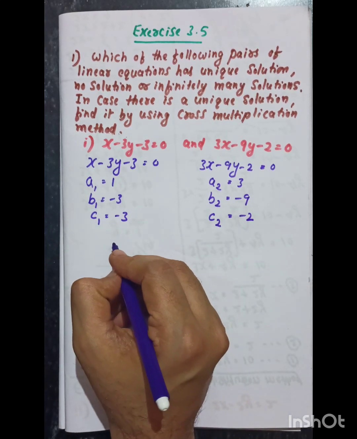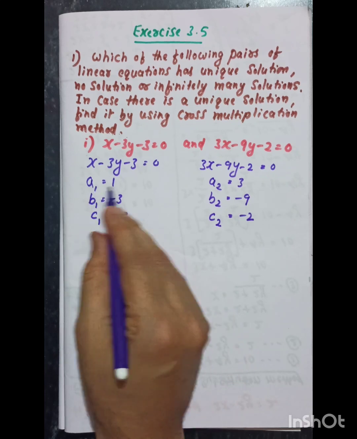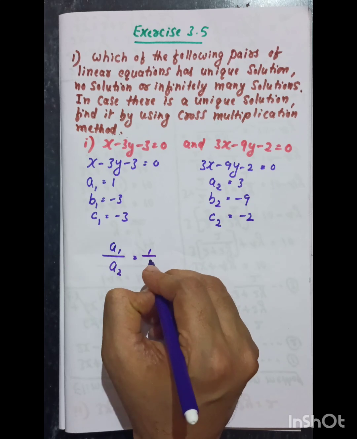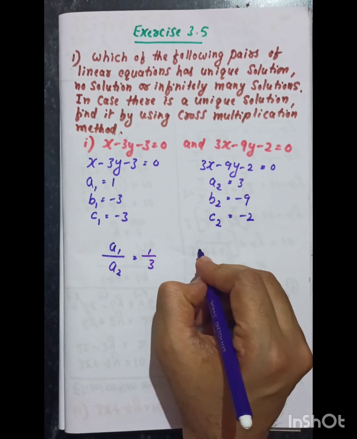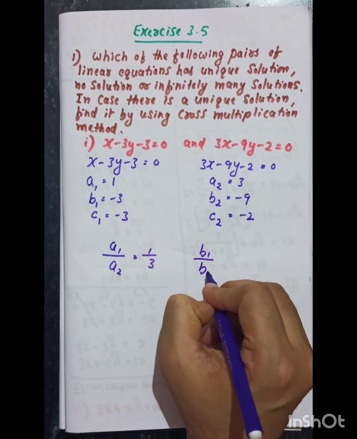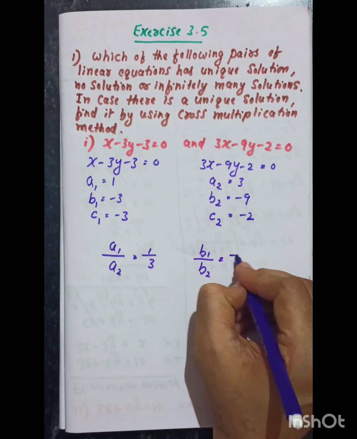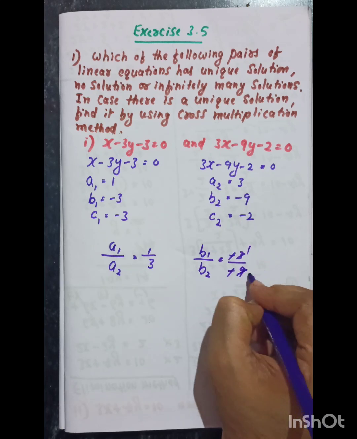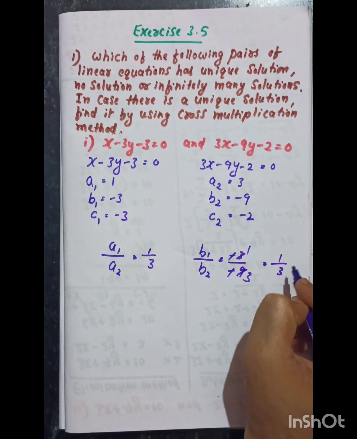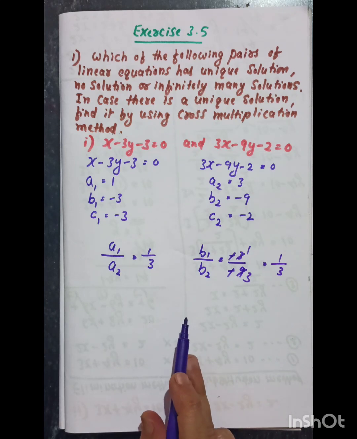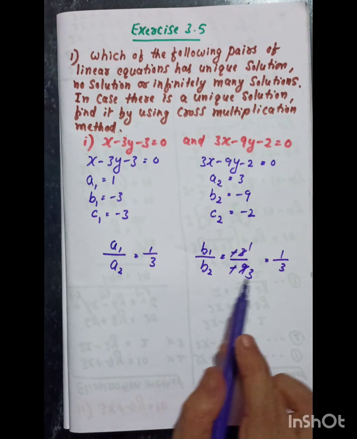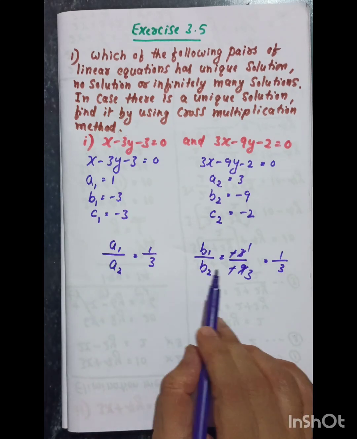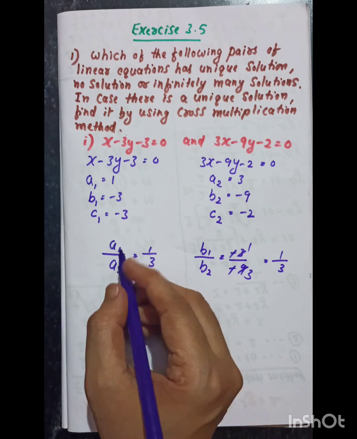Now A1 by A2, that is 1 by 3. Now B1 by B2, B1 means minus 3 by minus 9, minus minus get cancelled, 3 ones are 3, 3 threes are 9, so 1 by 3. Here A1 by A2 is 1 by 3 and B1 by B2 is also 1 by 3. So A1 by A2 is equal to B1 by B2. So I am going towards C1 by C2.